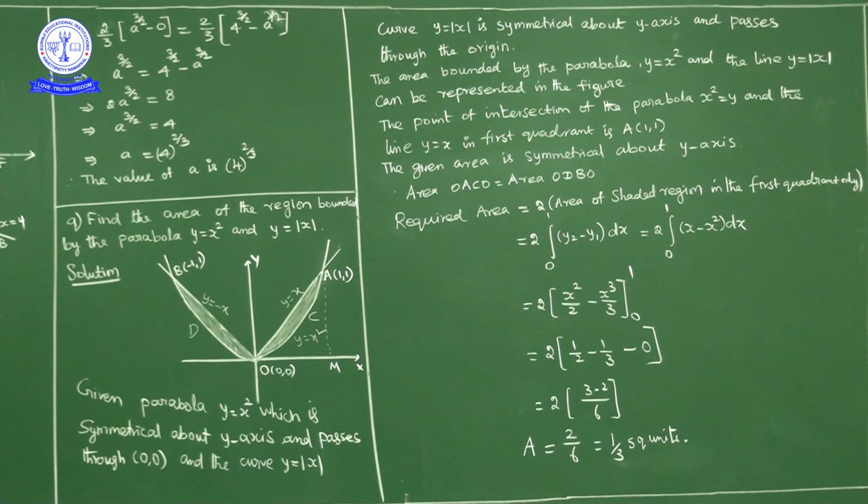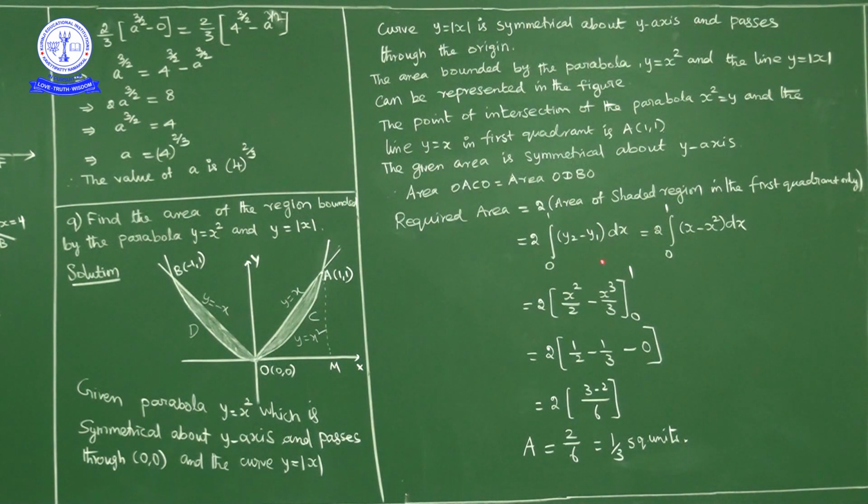Now what is the upper curve? From 0 to 1, y is equal to x is the upper curve. y is equal to x square is the lower curve. So 2 times the integral from 0 to 1 of x minus x square dx. So 2 into, the integration of x is x square by 2, minus the integration of x square, which is x cube by 3. Lower limit is 0, upper limit is 1.